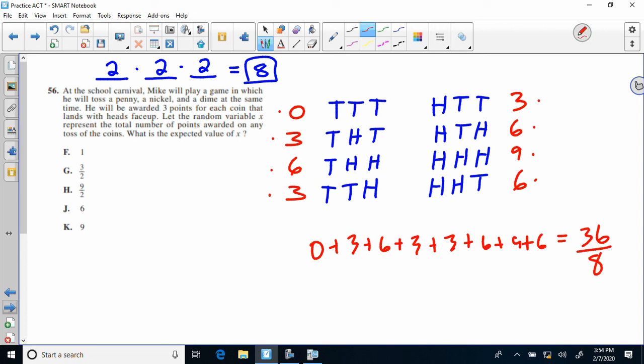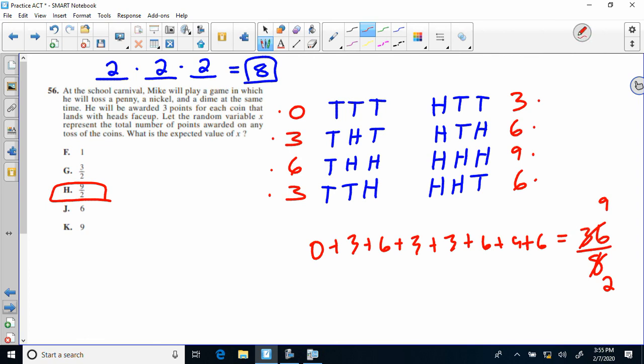4 goes into both of those. 4 will go into 36 9 times, and 4 will go into 8 twice, and I will get 9 halves for my expected value of x. How many points I should be getting? Somewhere around 4.5, which you can't get 0.5 when you throw a coin. But that's your expected value.